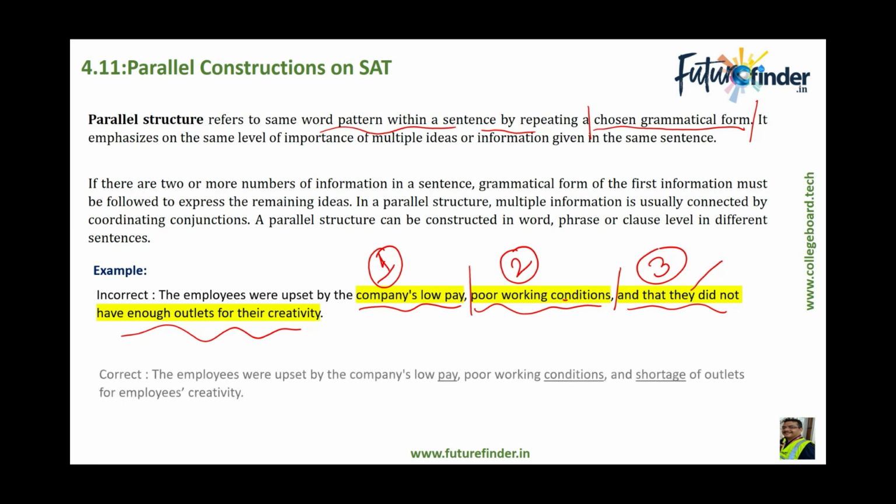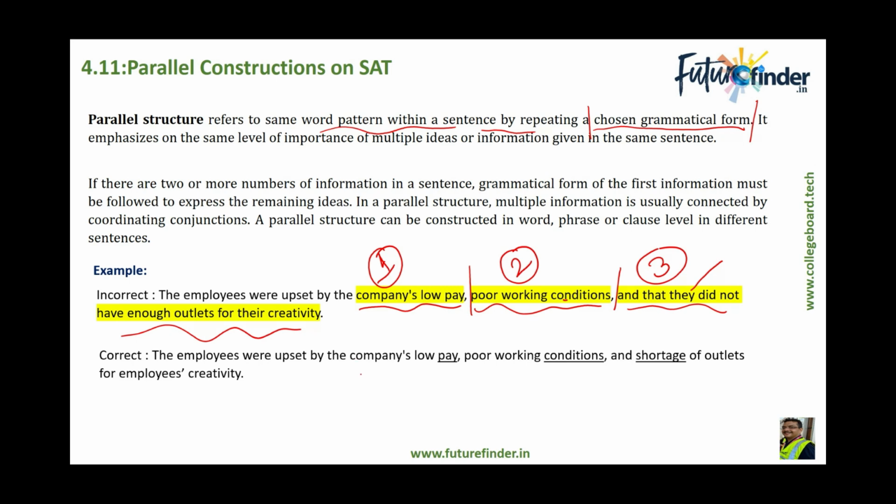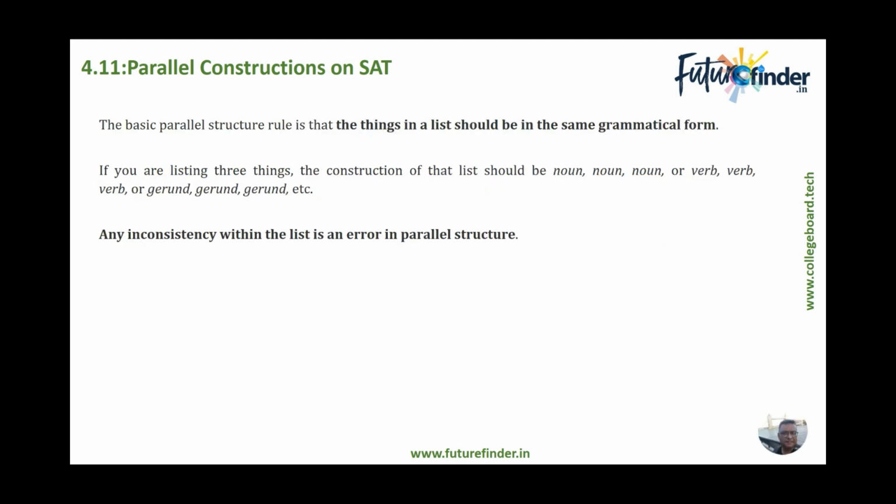So let's rephrase this. The employees were upset by the company's low pay, poor working conditions, same part 1 and part 2. We have rephrased this, and the shortage for employees' creativity. So this now becomes a parallel structure. This is what, in a nutshell, parallelism would mean. It's a very simple concept. It has got to maintain, all parts of a sentence need to maintain the same grammatical form.